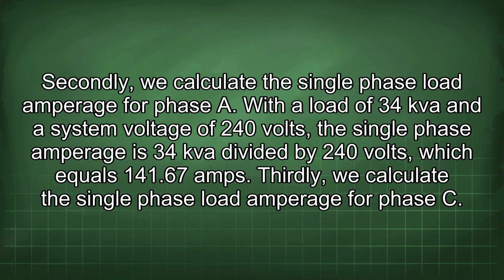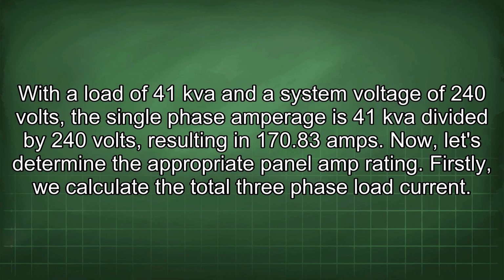With a load of 34 kVA and a system voltage of 240 volts, the single-phase amperage is 34 kVA divided by 240 volts, which equals 141.67 amps. Thirdly, we calculate the single-phase load amperage for phase C. With a load of 41 kVA and a system voltage of 240 volts, the single-phase amperage is 41 kVA divided by 240 volts, resulting in 170.83 amps.